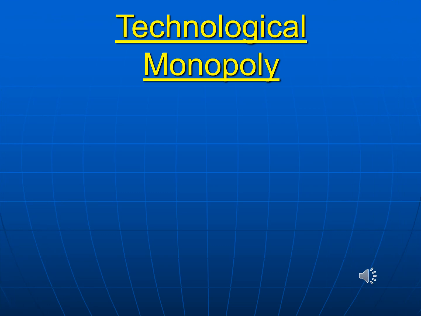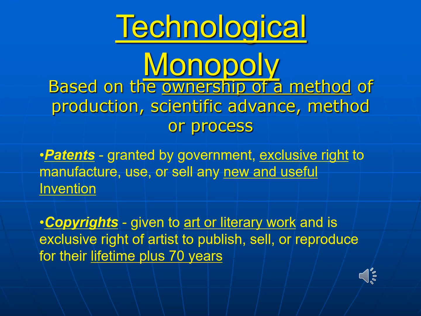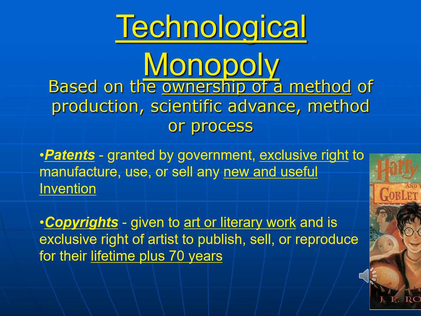Then, thirdly, we have what we call technological monopoly. Now, this is based on the ownership of a method of production, a scientific advanced method, or process. Under this, we have what we call patents. Now, this is granted by the government and it's the exclusive right to manufacture, use, or sell any new and useful invention. So say for instance, you're producing a new type of medication, right? A new type of drug, and you don't want people to start creating counterfeits. So you can get a patent right from the government.